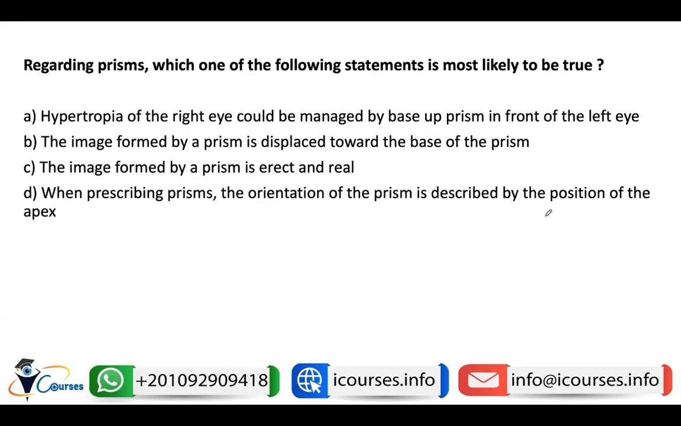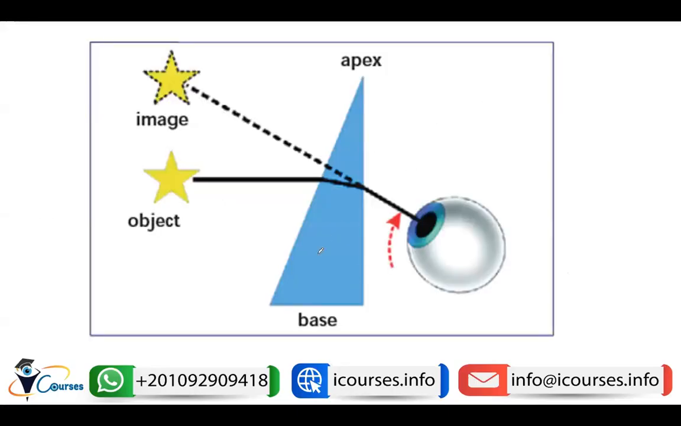Okay, let's return back to basics. When we have a prism placed in front of the eye, we can see an object through this prism. Light rays from the object will be deviated toward the base. Again, light rays are deviated toward the base, but the eye and the image, both of them will be deviated toward the apex. So please pay good attention to what the question is asking for.